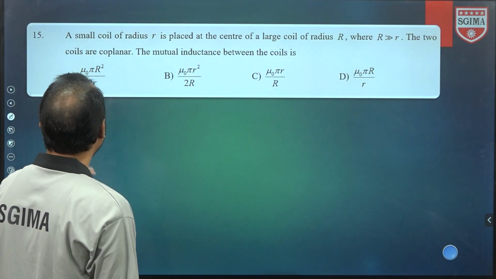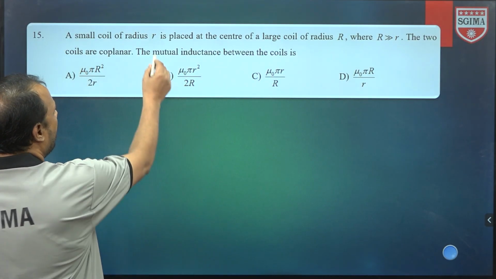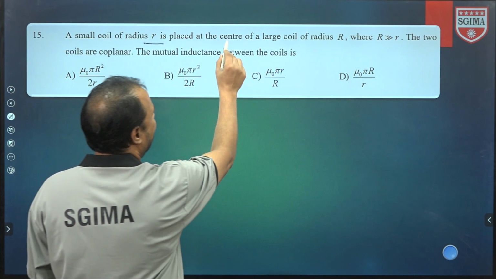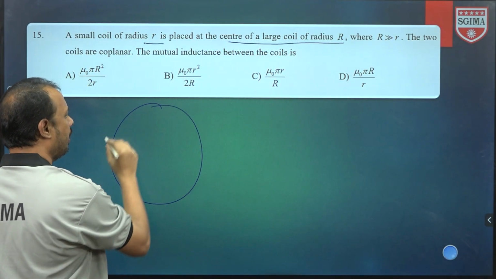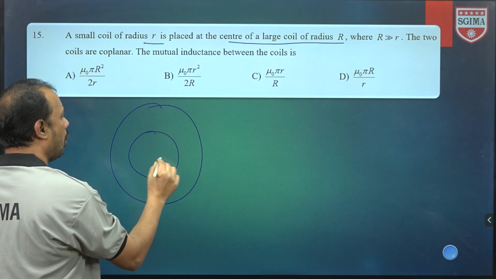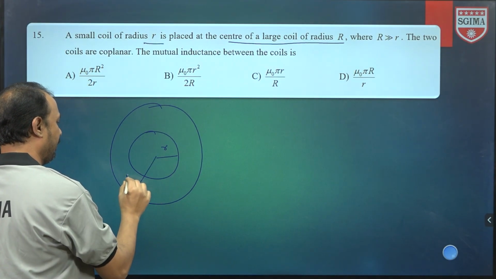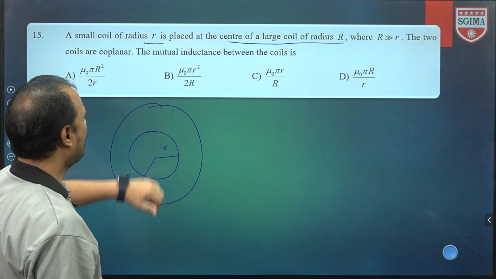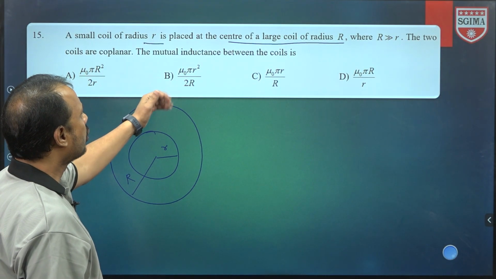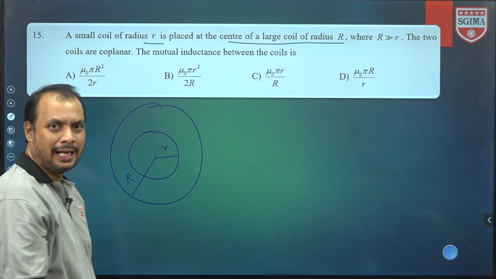Question number 14. A small coil of radius R is placed at the center of a large coil of radius R. Inside the large coil, we are placing a small coil of radius r. The two coils are coplanar. The mutual inductance between these two coils they are asking.